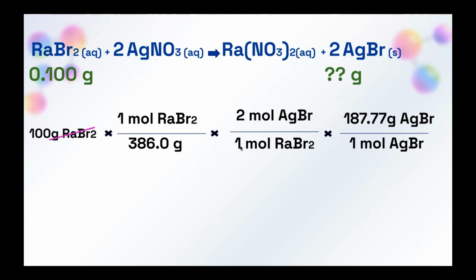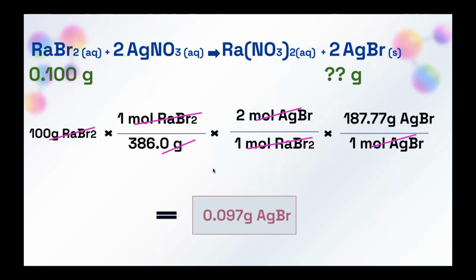And of course, you cancel the like terms: cancel out grams to get the mole, cancel out the mole of radium bromide to get the mole of silver bromide, and cancel out the mole of silver bromide to get the grams of silver bromide. Then your answer should be 0.097 grams of silver bromide.